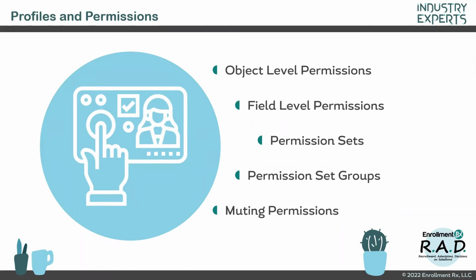So I just wanted to note that if you create a muting rule within a permission set group, that only applies to that permission set group. That is to say that if you're using those permission sets within that group in other areas or in other groups, those muting permissions don't carry over to those other uses of that permission set. It only applies to the users using that permission set group.